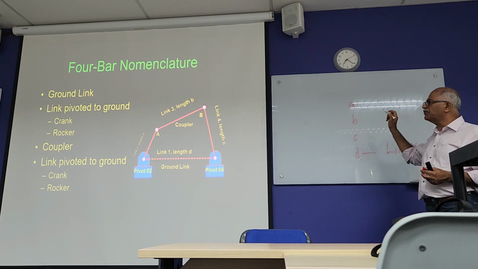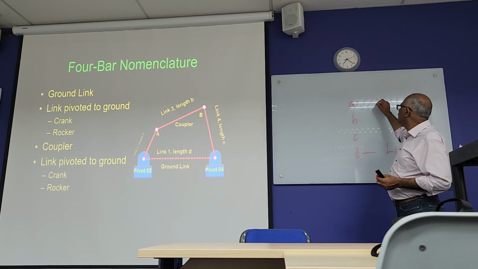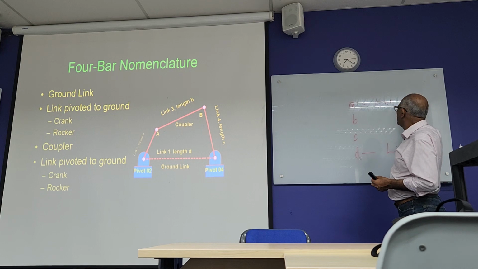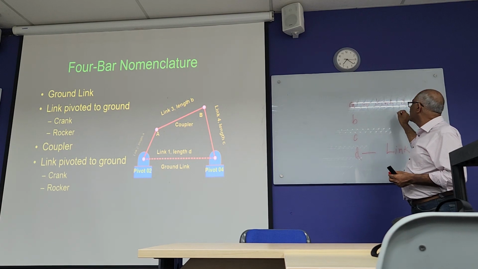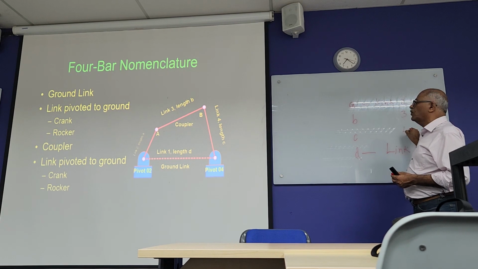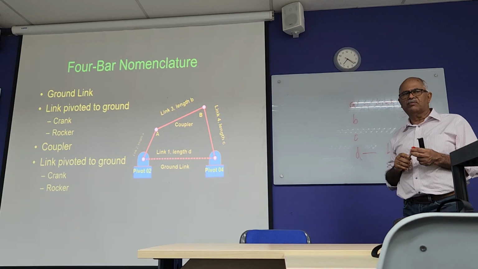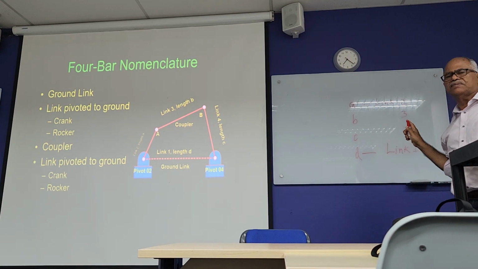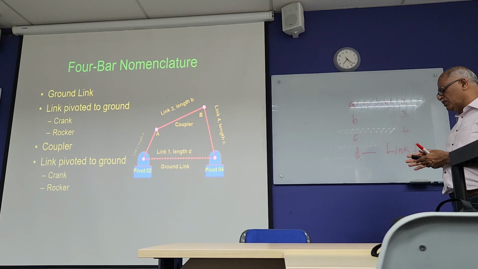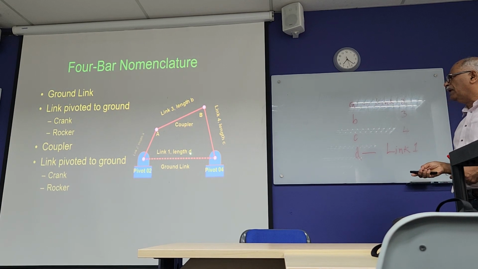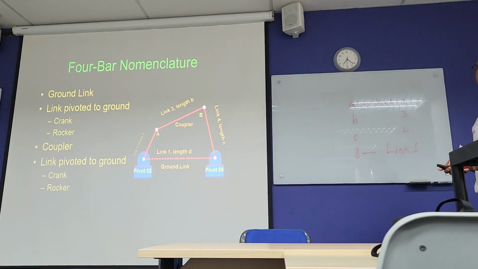Okay, and of course your A is the length of link 2. Then this will be link 3. So there is a slight difference here. Length D is the ground link, link 1. So always link 1 is the ground link, and in terms of the alphabetical order, the ground link is D.